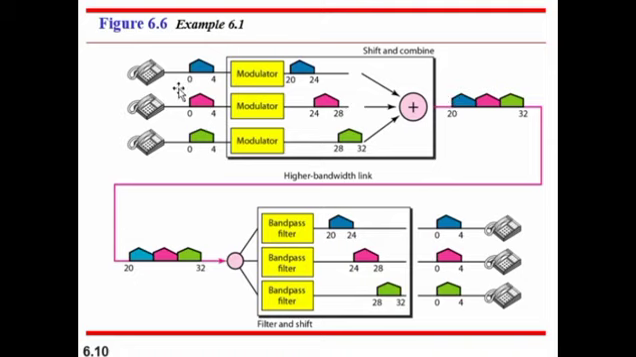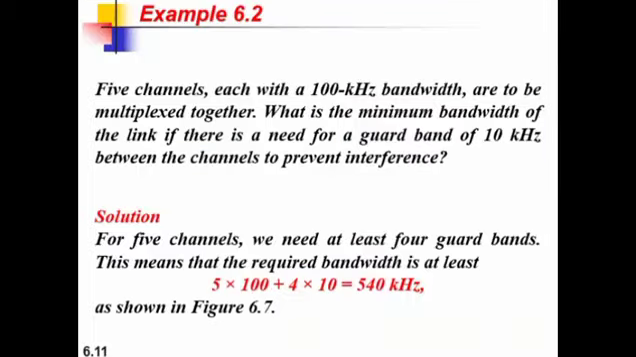Right? So this is the same example we discussed earlier. Now we have an example where 5 channels, each with 100 kilohertz bandwidth, are to be multiplexed together. So we have 5 signals of 100 kilohertz bandwidth each, and the task is to multiplex them. What is the minimum bandwidth of the link if there is a need for a guard band of 10 kilohertz between the channels to prevent interference, right?